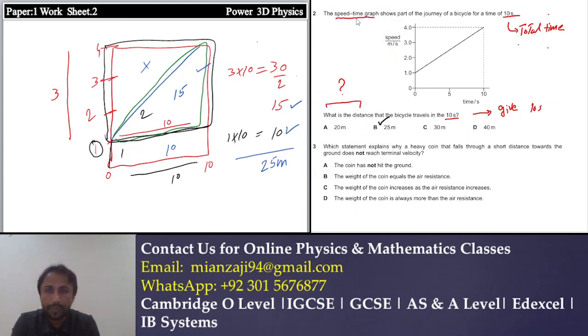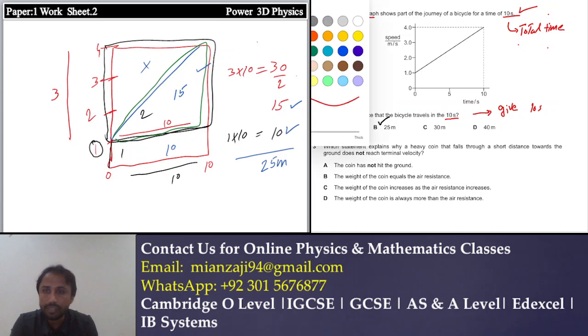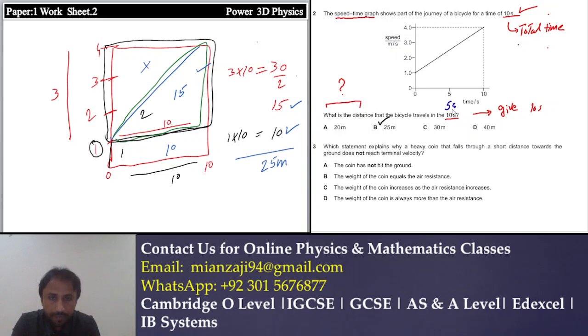First of all, the speed time graph shows the part of the journey of the bicycle for a time of 10 seconds. The examiner chooses this statement as it is. What is the distance that the bicycle travels in 10 seconds? I just change this number. I'm just going to change this number into 5 seconds. Now the whole story will change. This is exactly what the examiner is trying to find. This is our next question.